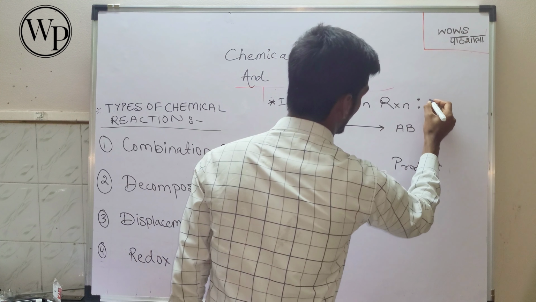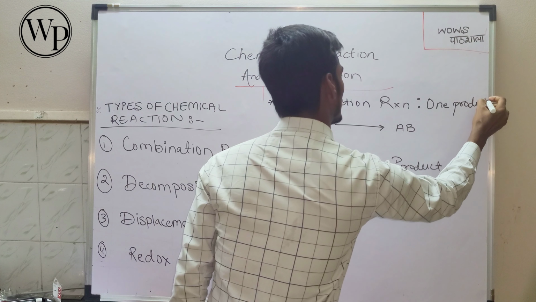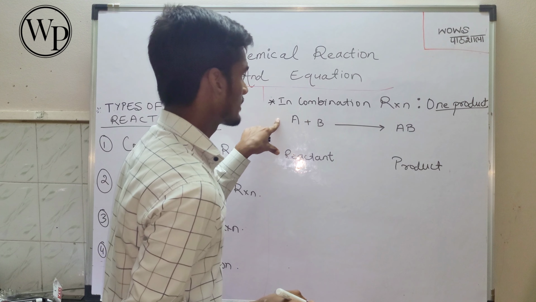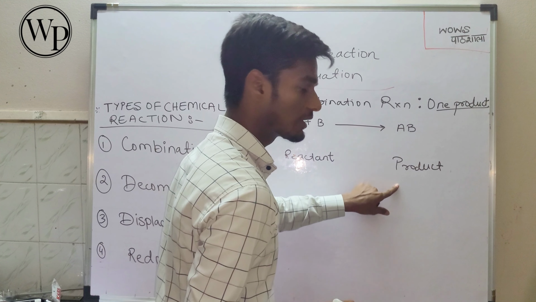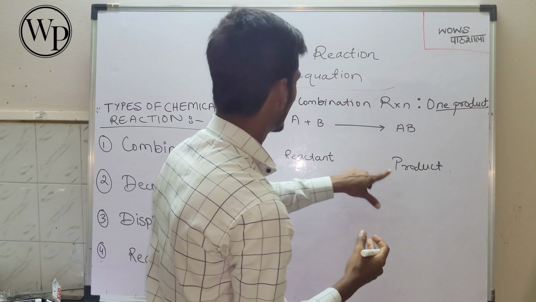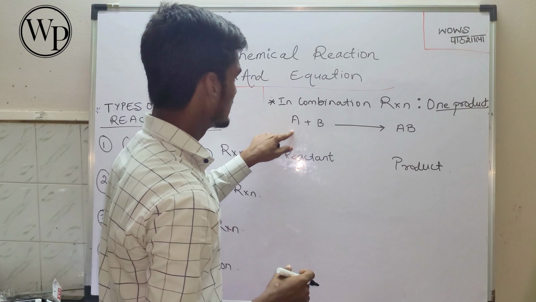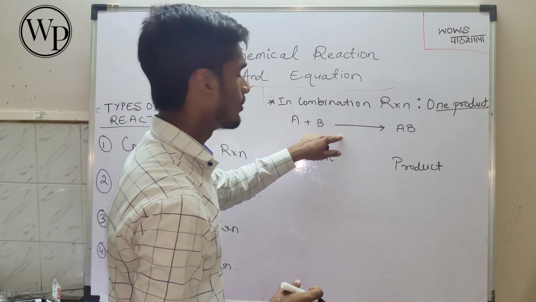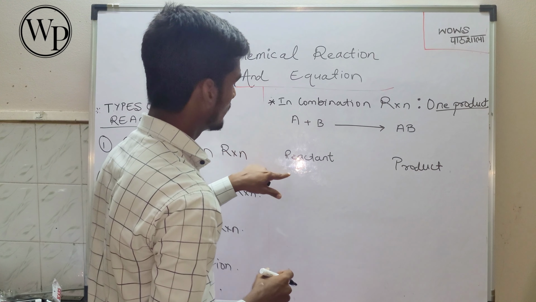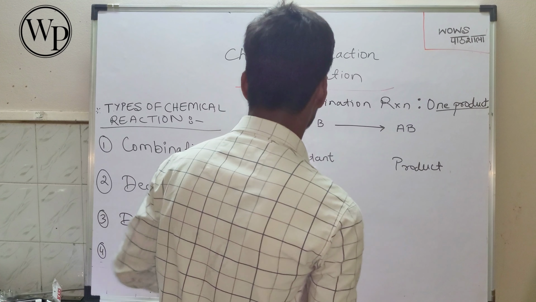it always forms one product. How many products will form in a combination reaction? One. You should keep in mind, in a combination reaction only one product will form, because two or more reactants combine to form a product. That's why it is known as a combination reaction. It may be helped by energy in the form of heat, or by a catalyst or enzymes, but the reaction will always produce one product. So let's discuss the examples.